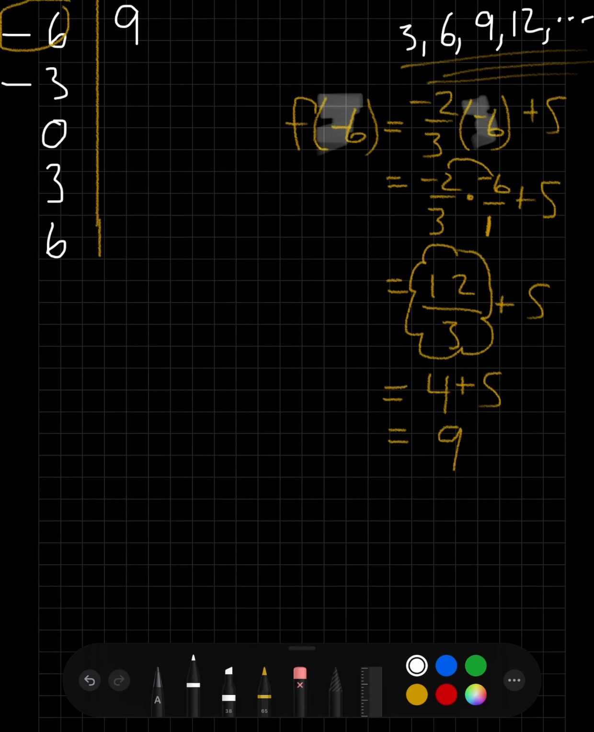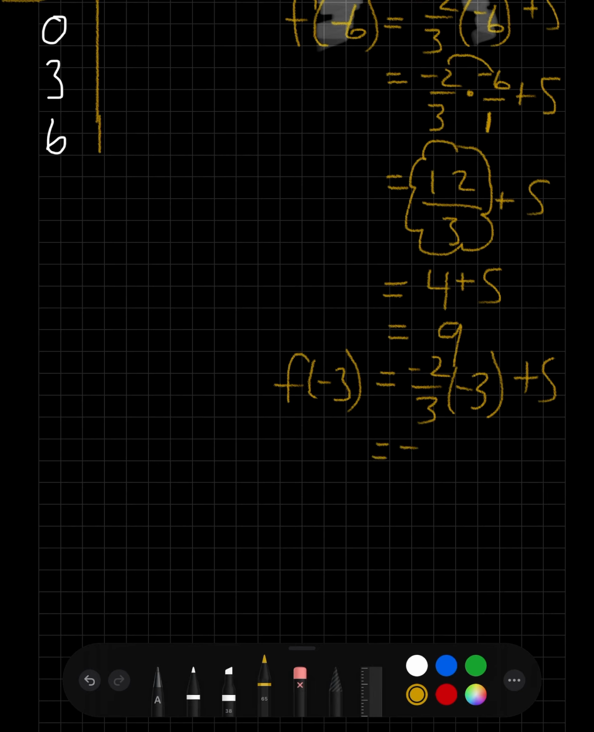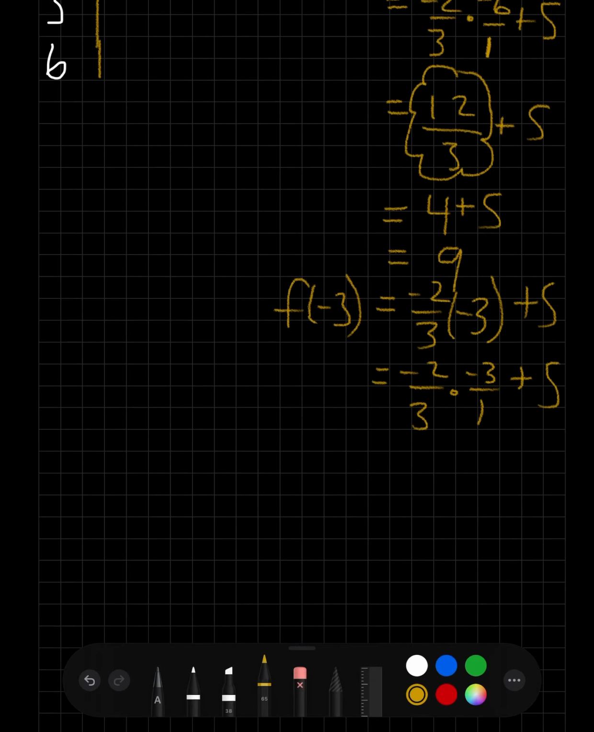And I'll follow along. We'll do that again. We'll plug in negative 3 this time. Then I'm going to encourage you to pause the video and try a couple calculations on your own. So f of negative 3 is negative 2/3 times negative 3, plus 5. Just like before, I have negative 2 over 3 times negative 3 over 1, plus 5. That gives me a positive 6 divided by 3, plus 5. I have a negative times a negative, so that gives me positive. And then I'll end up with 2 plus 5, aka 7.